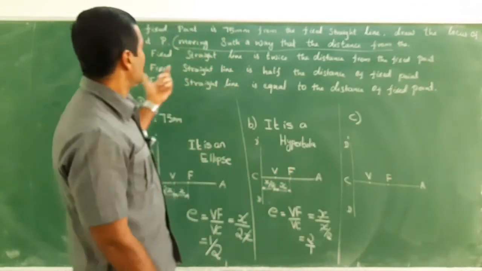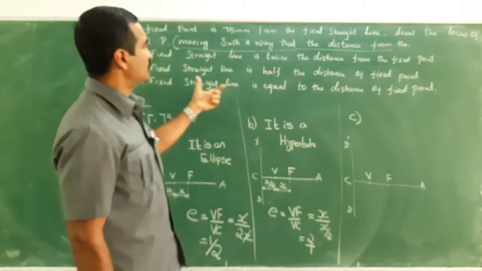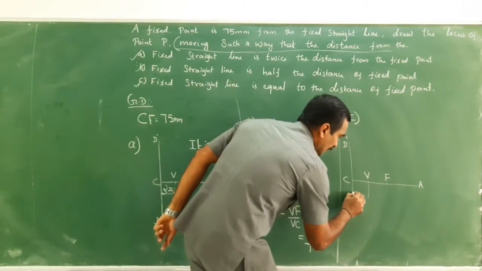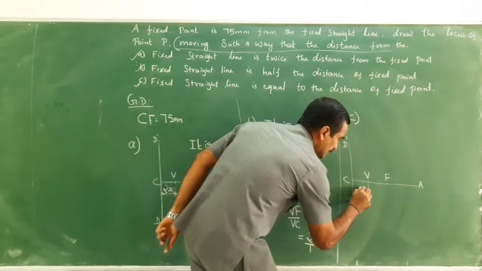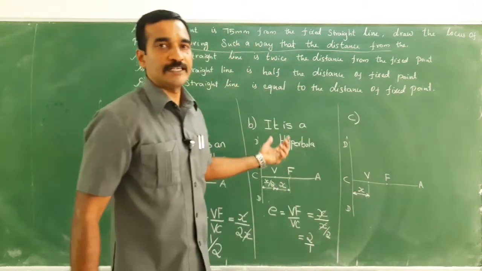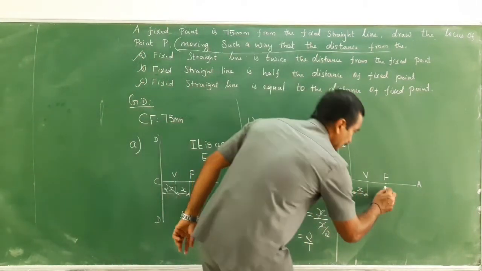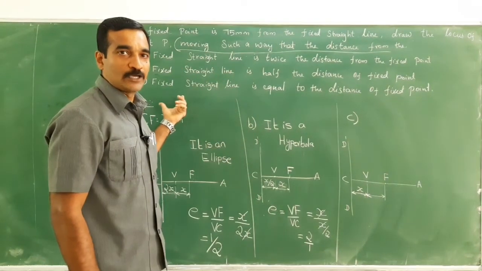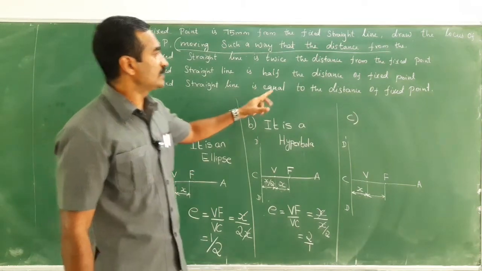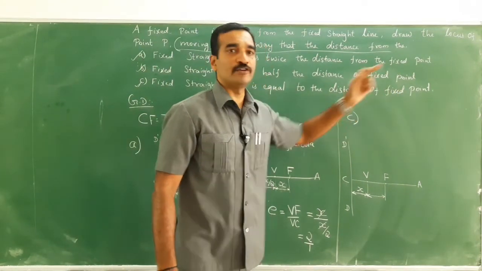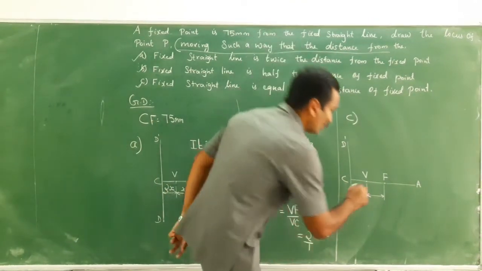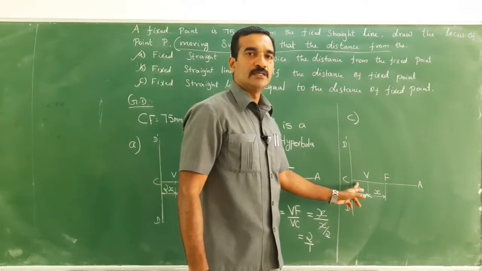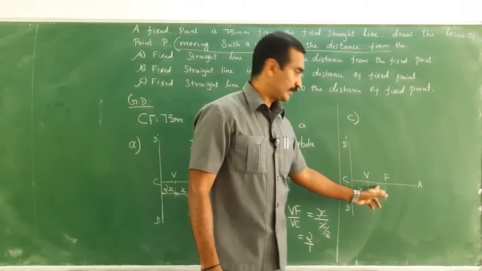What it says, the moving point such a way the distance from the fixed straight line is equal to the distance. Suppose this is x. If this is x, then what about this distance? Because it is equal. Fixed straight line is equal to the distance of fixed point. If this is x, what about this? Equal distance. If this is 1 mm distance, naturally this could be 1 mm, right?